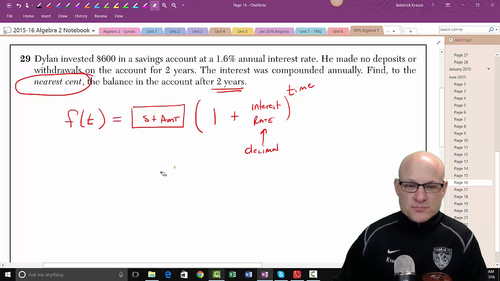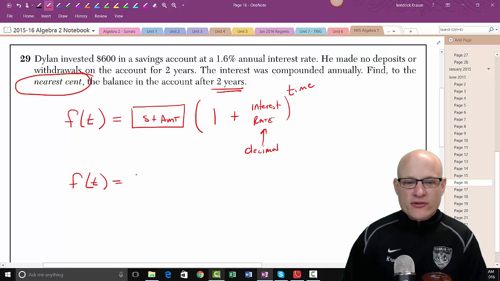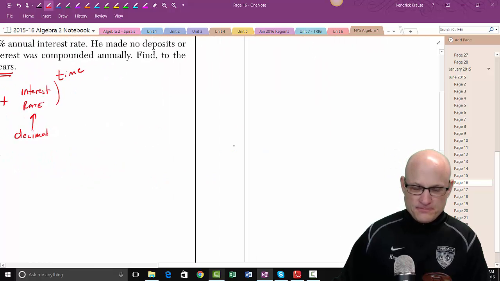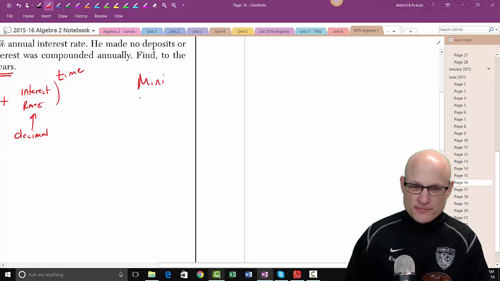All right, so let's first create the equation, f of t. Our starting amount was $600. That's a nice starting amount, $600. Times 1 plus, we're going to come back to that, to the t. So let's talk about 1.6%. Let's do a little mini lesson. It's going to be really short.